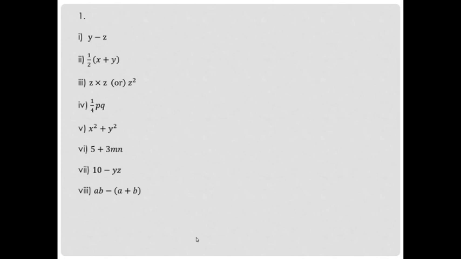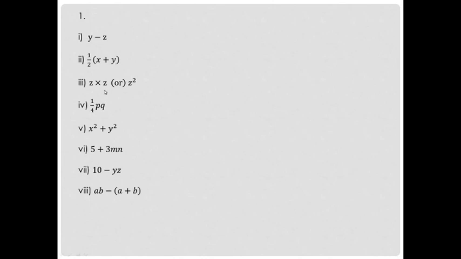Okay, first of all, subtraction of z from y. That means we are going to subtract z from y, so in algebraic expression we can write it as y minus z. In the same way, in question 2, 1/2 of the sum of the numbers x and y. Half means 1/2, and sum of x and y means x plus y. So here we have written 1/2 (x plus y).